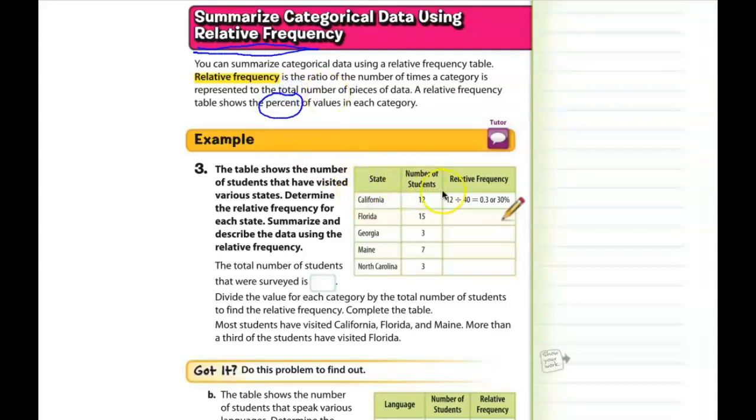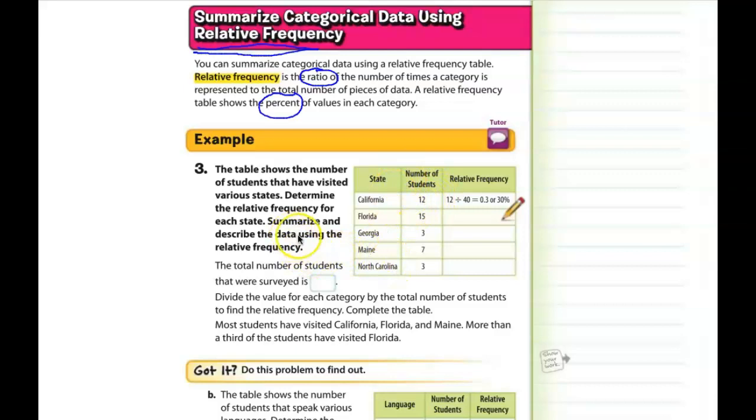And we've discovered the percent of something by the ratio, which is the fraction, the part compared to the total. Okay, so this table shows the number of students who have visited various states. Okay, 11 students have visited California, 15 Florida, 3 Georgia, 7 Maine, 3 North Carolina. Okay, so what's the relative frequency when we compare them to everything else?